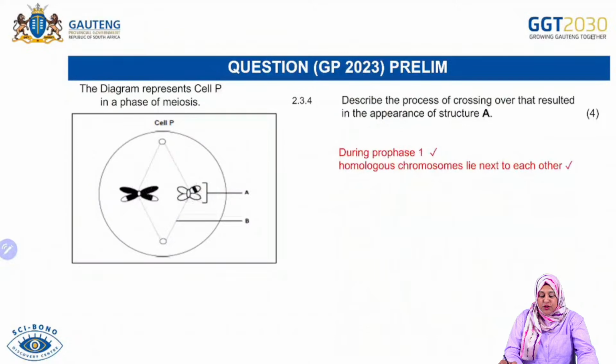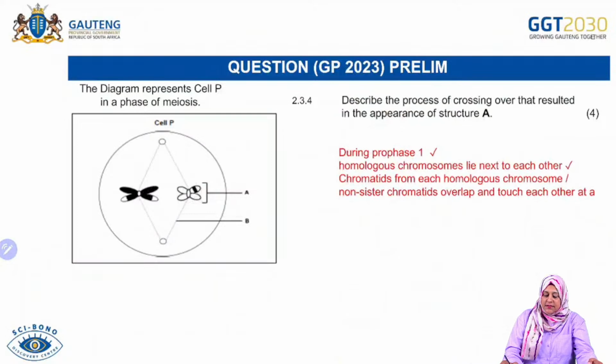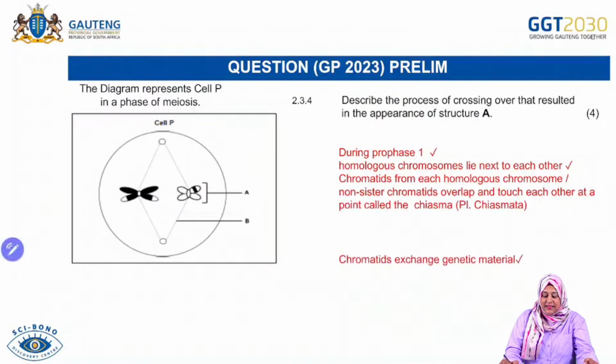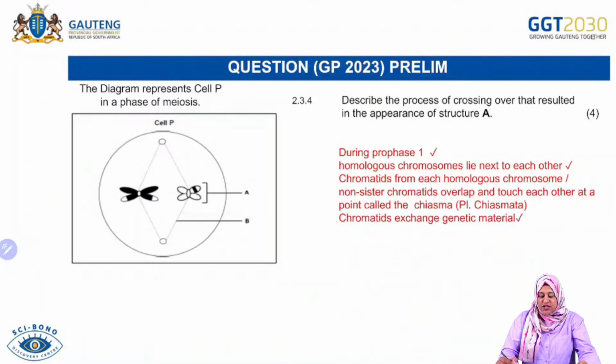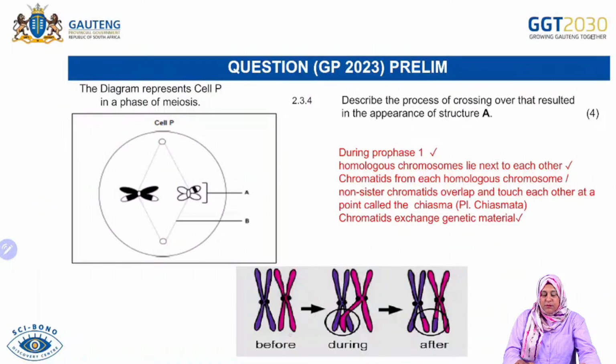Homologous chromosomes lie next to each other. Chromatids from each homologous chromosome, or you could say non-sister chromatids, overlap and touch each other at a point called the chiasma. Please learn this, and then chromatids exchange genetic material. So if you look at the diagram, it helps you to understand that these are the non-sister chromatids overlapping and exchanging genetic material, and afterwards you see that the chromosome has a bit of a different color, so it is a new chromosome now with genetic material from the other pair, and that's why this now leads to variation. So this is crossing over.